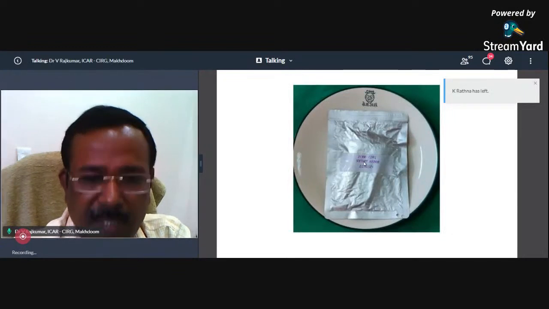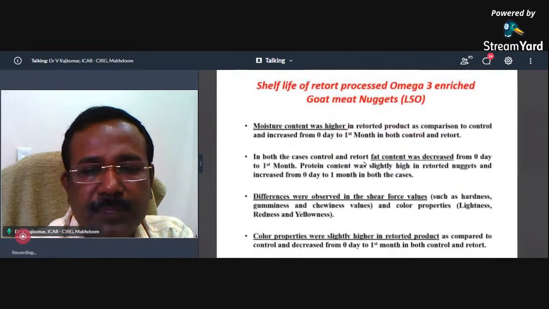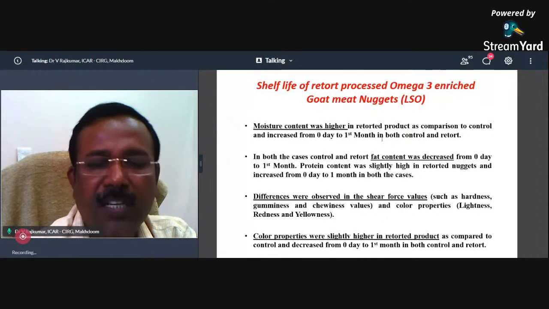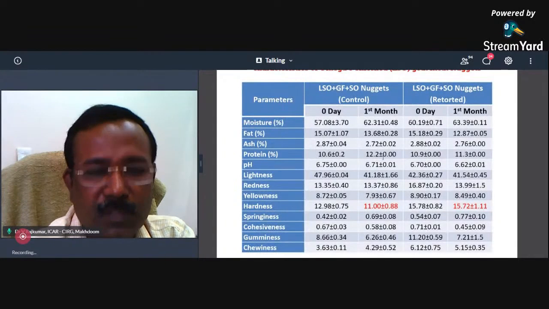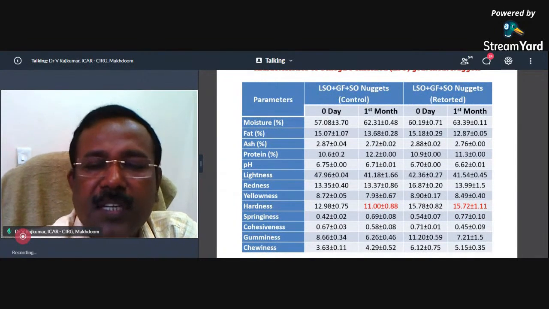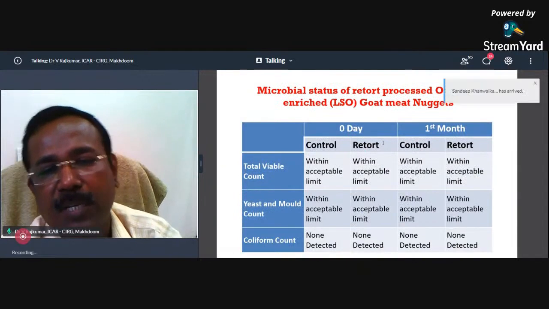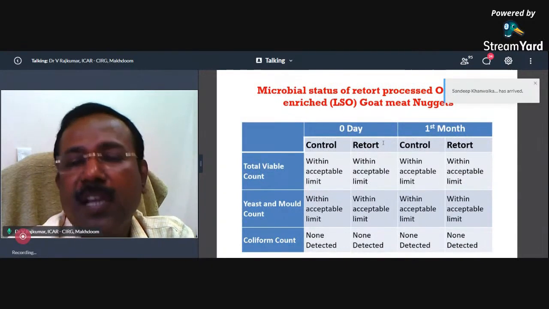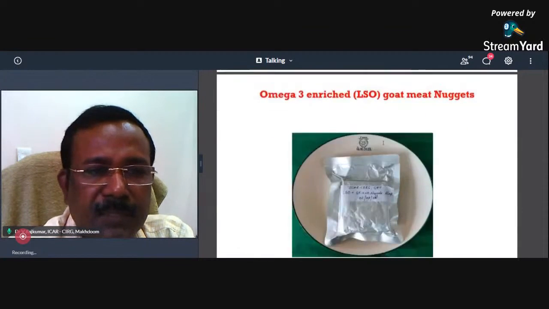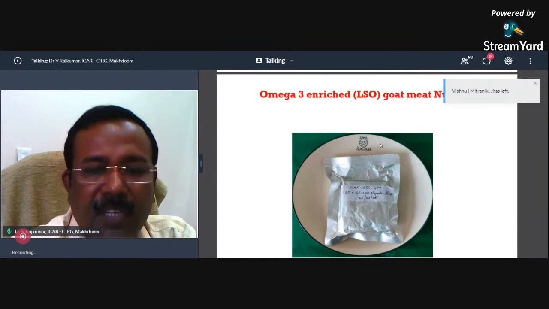This is the kebab product which we have prepared in retort pouches. Next. Again, the omega-3 enriched goat meat nuggets were also processed by retort post processing. They also maintained good shelf life at room temperature. Next. This is the data related to the omega-3 enriched goat meat nuggets in retort pouches. Next. This is the microbial status of the omega-3 enriched product, which is safe. Next. This is the pictorial representation of the goat meat nuggets enriched with omega-3. Next.